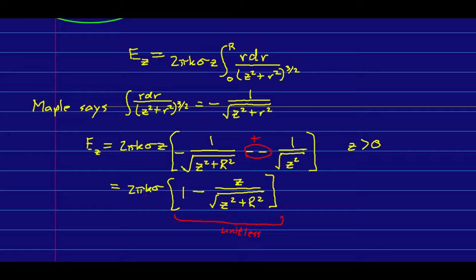We're left with this. Well, we have k, which is in newton meters squared per coulomb squared, times sigma, right? That is a charge per unit area, and so it's in coulomb per meter squared, and so the meters squared are gone. This coulomb takes out one of those coulombs, and we get newtons per coulomb, which is correct units for an E field.